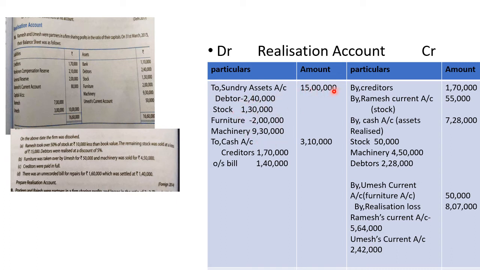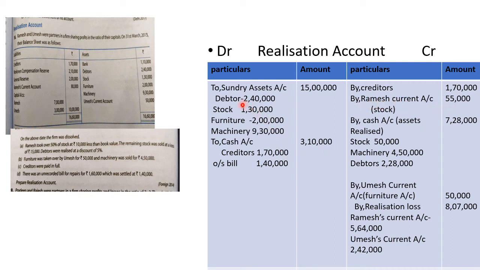Next is that we will transfer the liability to the credit side. In this question, we are only having the creditors. So creditors will be transferred to the credit side, 1,70,000. So after transferring the asset and liability, next is that we will do the adjustment. Here it is given Ramesh took over 50% of the stock at rupees 10,000 less than the book value. The adjustment we had done, and we had calculated the amount of stock taken by Ramesh, and that will be recorded as by Ramesh current account.